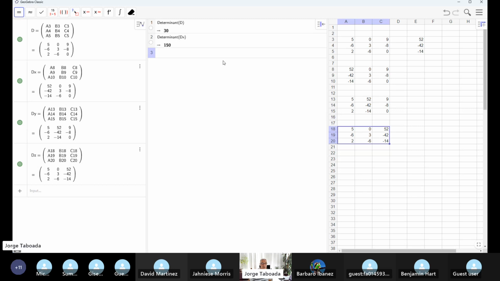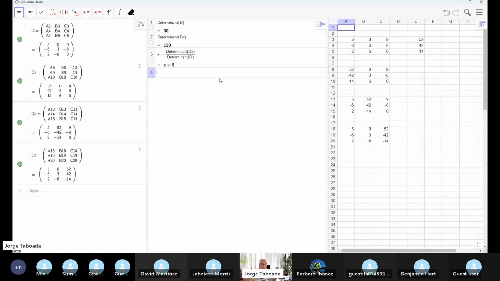Therefore, the x value of the variable, according to the formula for the Cramer rule, is the determinant of DX, division, I put it outside the parenthesis, division, determinant of D. When you press enter, the answer is 5. The x is equal to 5.